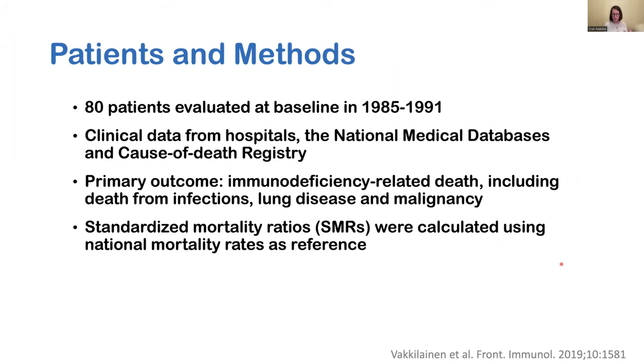So now we went back to this initial cohort, and we chose 80 of those patients for whom we could find the consent for the study. We collected data over the years from hospitals, from national medical databases, and the cause of death registry for 80 patients. The primary outcome was immunodeficiency-related death, including death from infections, lung disease, and malignancy. And then we also calculated the standardized mortality ratios.